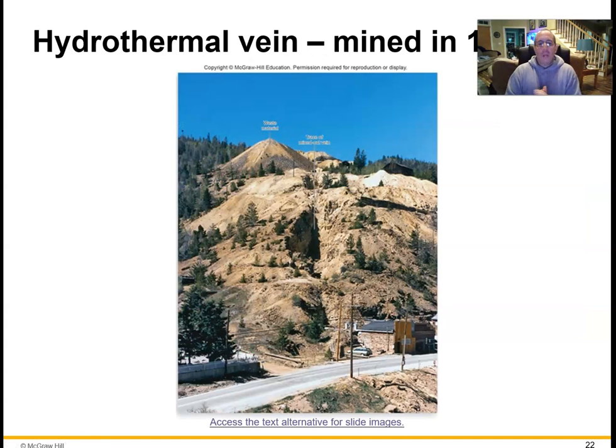So now we're getting into the mining techniques. This photo is a good example. This is a hydrothermal vein that had some type of mineral. Probably, I think this one was gold, maybe. Somebody found a little gold in here. So, like 1880s, what'd you do?